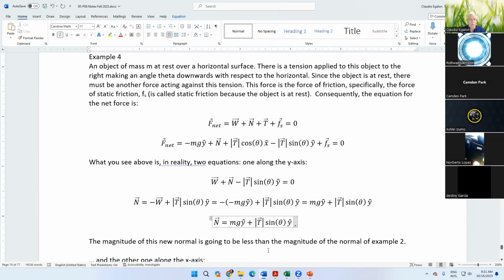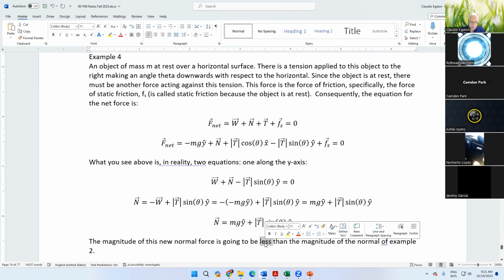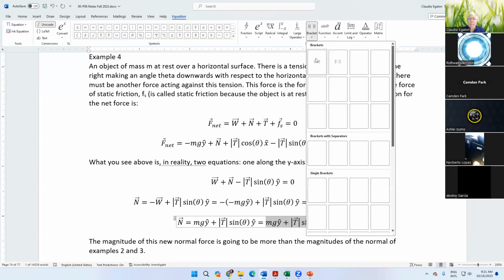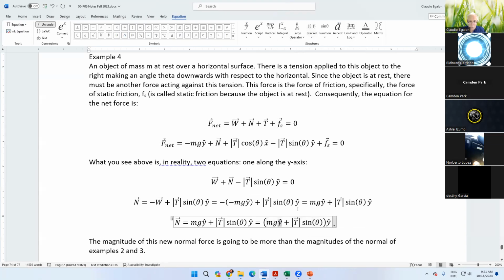The magnitude of this new normal force is going to be more than the magnitudes of the normal of examples 2 and 3. I'm going to do an additional mathematical step: put the y in evidence.